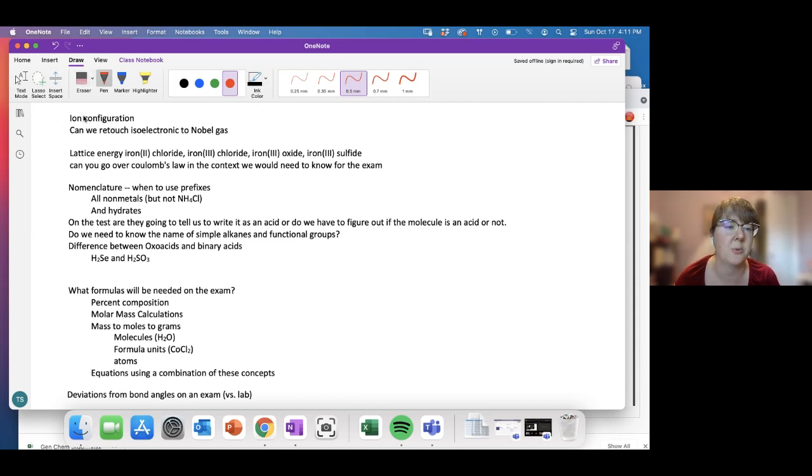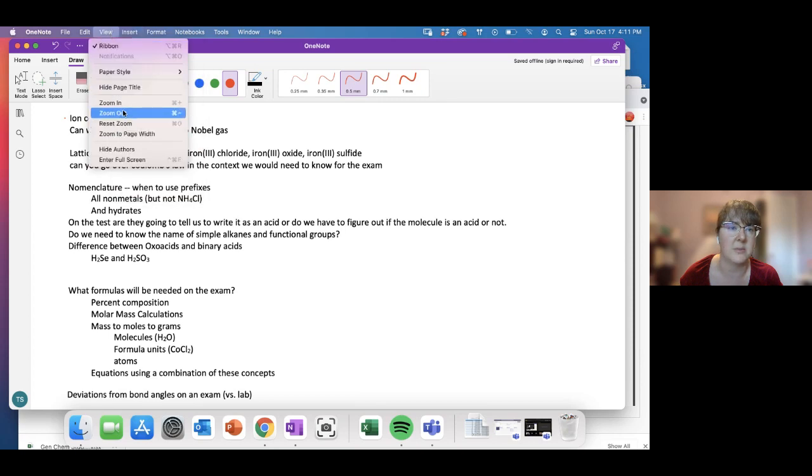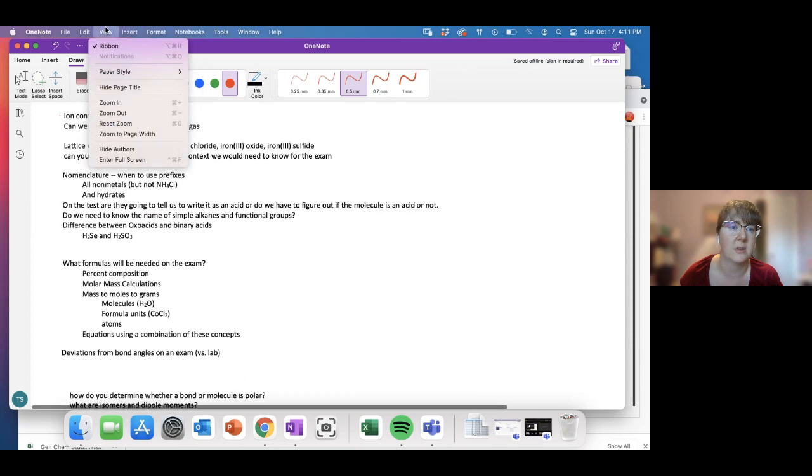All right. So something else that people were asking about was configurations of ions. So this is out of chapter 4. So when we take a look at configuration of ions, zoom out, give myself a little bit of room.